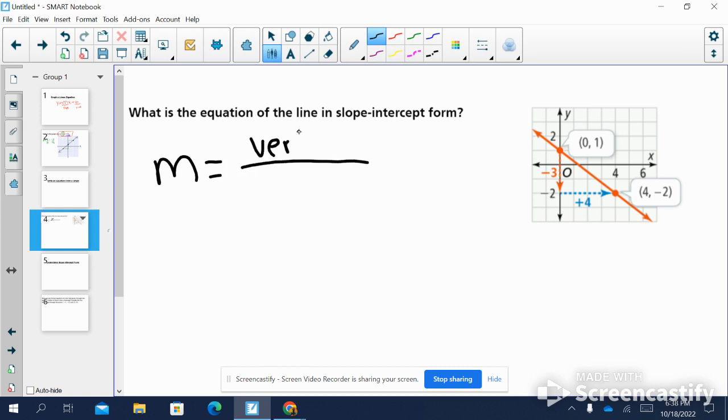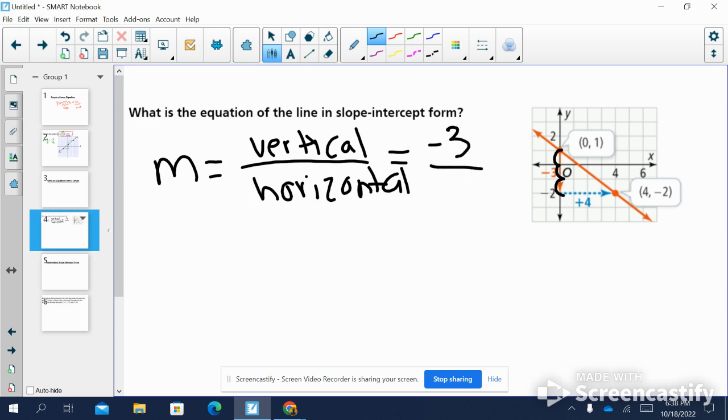vertical change over the horizontal change. Okay, so vertically, I'm going down 1, 2, 3, down, so a -3, and horizontally, I'm going in the positive direction 4, 1, 2, 3, 4. So my slope is -3 over 4.